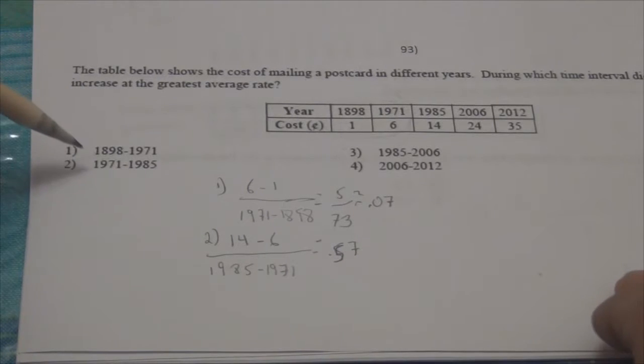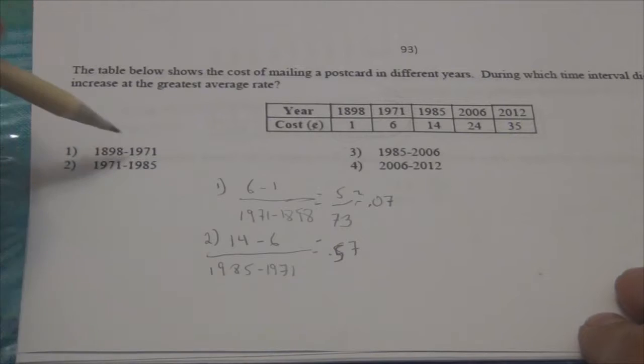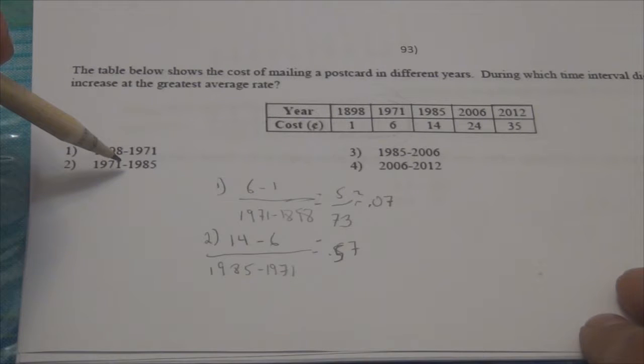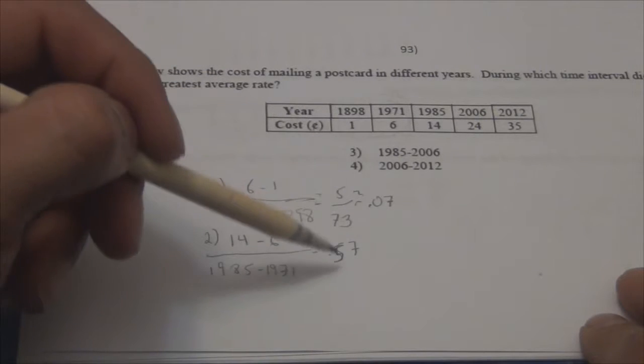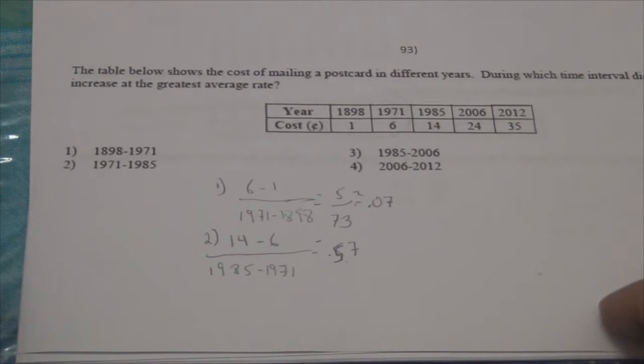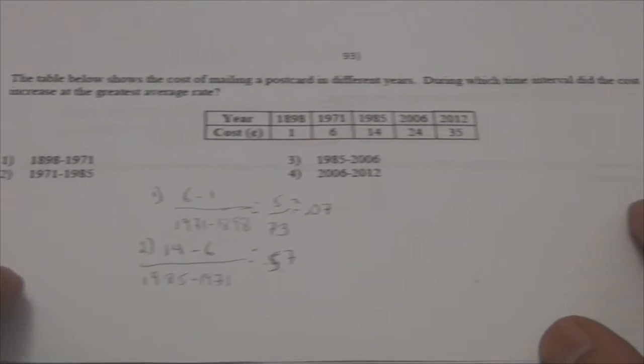What? On the second, from 1971 to 1985? No way. It increased by 57 cents. You're onto something good. Continue.